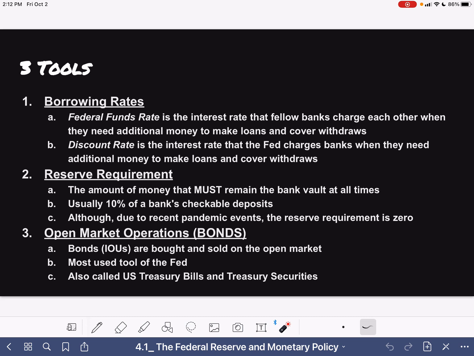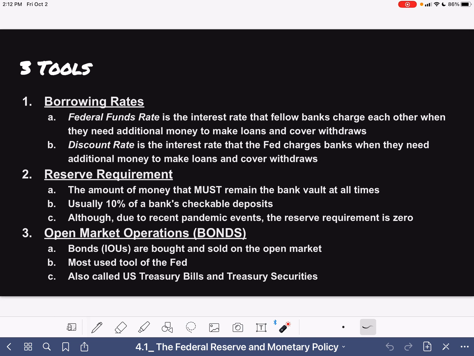Banks can also borrow from the Federal Reserve. And so the discount rate is the interest rate that the Fed charges banks when they need to take out loans. So most of the time, instead of borrowing from fellow banks, because we do have a district bank in downtown Dallas, our banks would just go borrow from our district bank, number 11, in downtown Dallas. And they would be charged the discount rate on top of the loan that they take out.